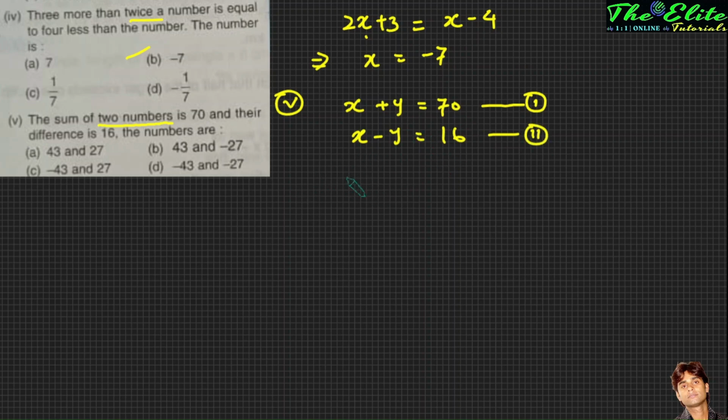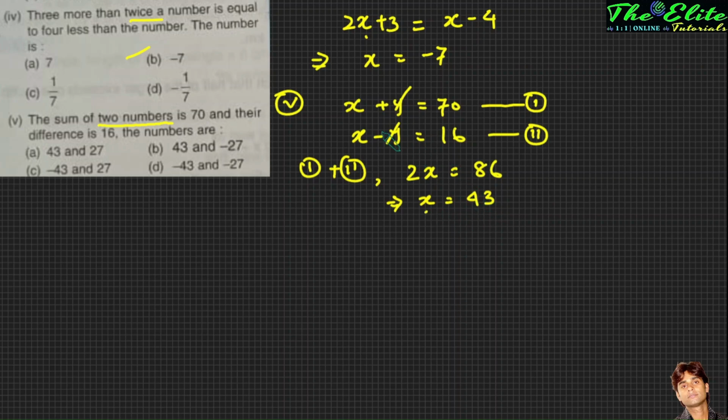So you can see if you add these two equations, that means adding equation number 1 and equation number 2, what will you get? The y will get cancelled. You will get 2x from here and you will get 86 from here. So likewise, you will get the value of x equal to 43. The first thing you got is 43.